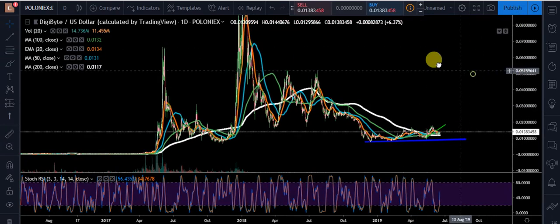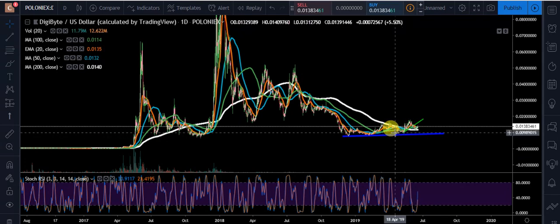So, you know, Digibyte's looking pretty decent here, guys. I'm excited about this stochastic cross here. I'm excited about the higher lows. We're at 0.0138. We're up 6.37%. So some things are looking good there.